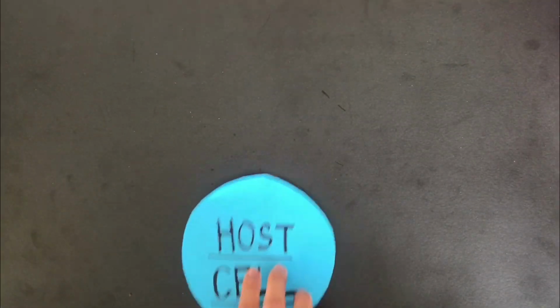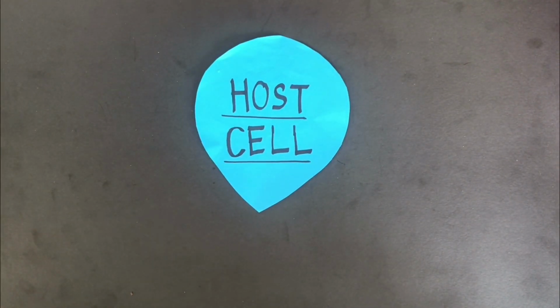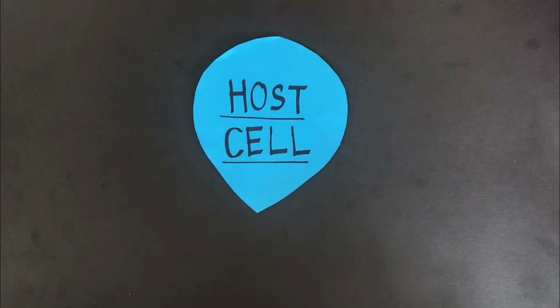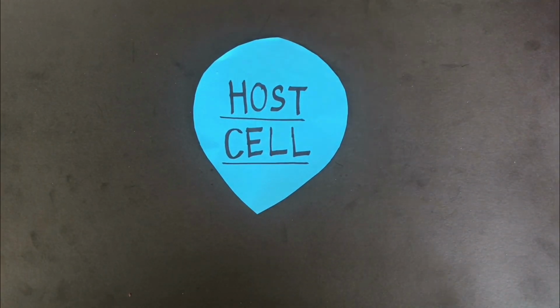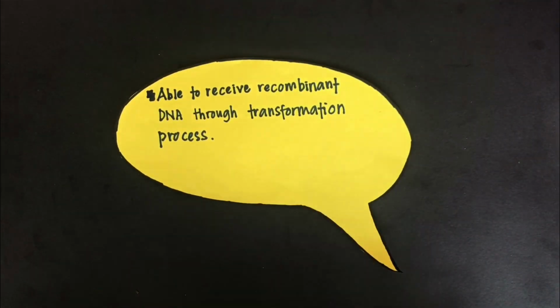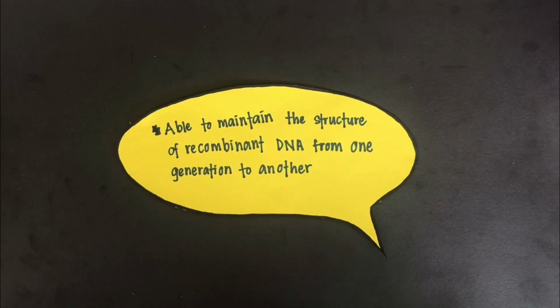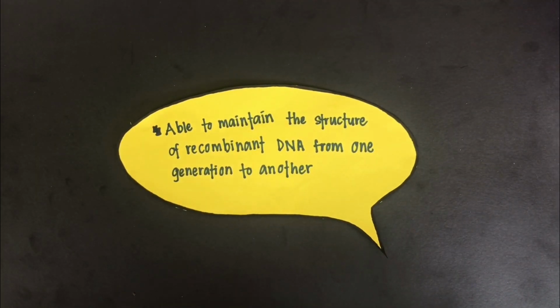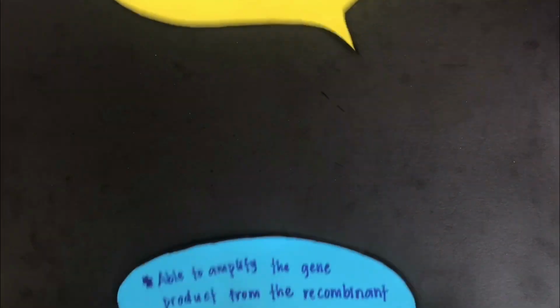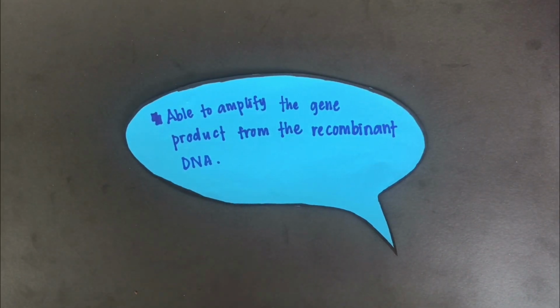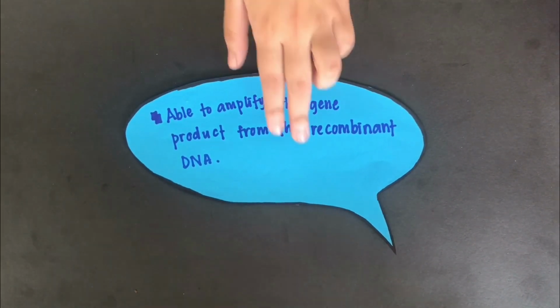Number 4 is host cell, a cell which receives a recombinant DNA and allows the replication of the recombinant DNA. Its characteristics: able to receive recombinant DNA through the transformation process, able to maintain the structure of the recombinant DNA from one generation to another, and able to amplify the gene product from the recombinant DNA.